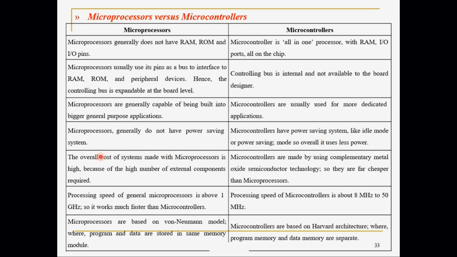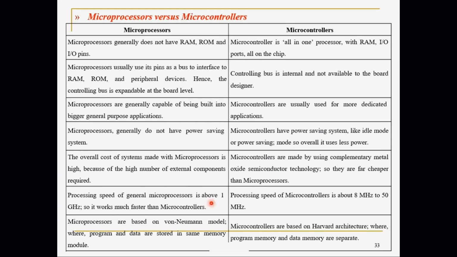Overall cost of a microprocessor is very high. A lot of components are included in the microprocessor. It serves a bigger general purpose. But microcontroller cost is very less when compared to microprocessor. If your microprocessor cost is 15,000, then microcontroller cost can be 150 rupees. Okay, not 50,500. It's just 150 rupees.